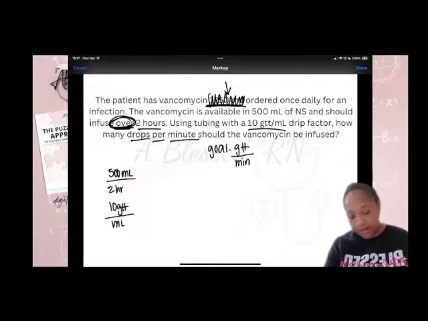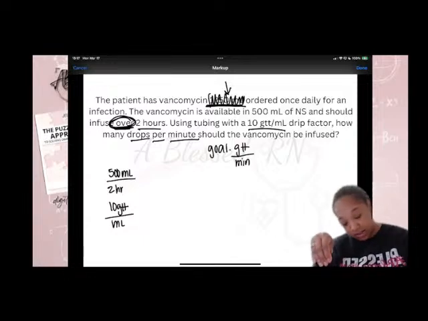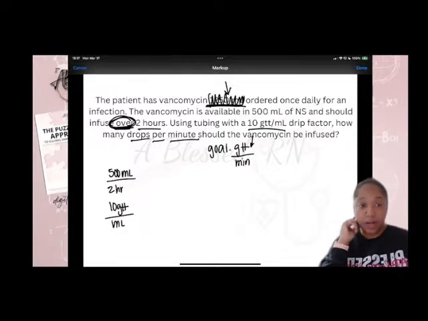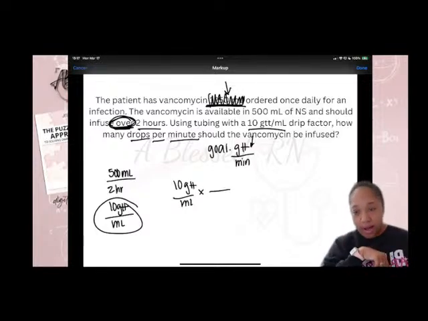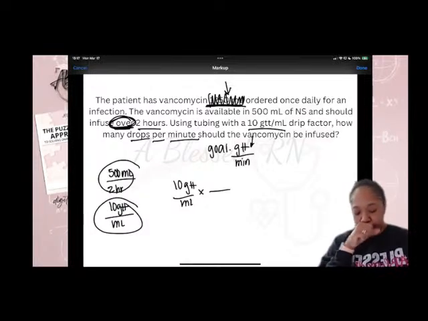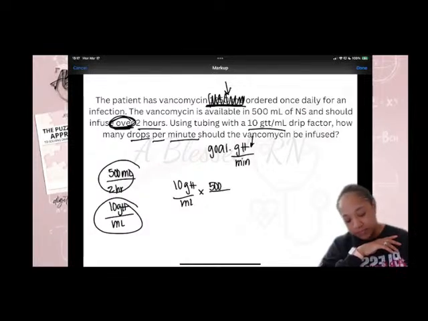And your drop factor is always going to be drops per milliliter. So if my goal is to start with the drops on the top, guess what I'm going to put on the top? My drop factor, right? So 10 drops per ml. Now we have milliliters on the bottom, so I need milliliters at the top. 500 milliliters over 2 hours. Milliliters cancels out.